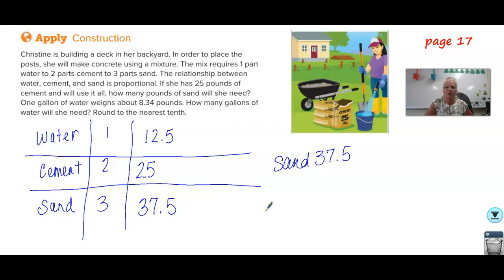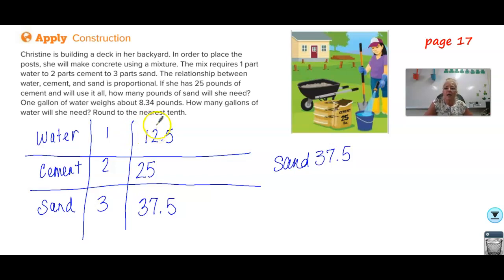How many gallons of water will she need? Round to the nearest tenth. Okay, so apparently it's a pound of water. We're doing this all in pounds here because cement and sand are sold in pounds, so they want to do it in pounds. Don't worry, I won't put one like this on the quiz. We're just doing this one for fun at this point.